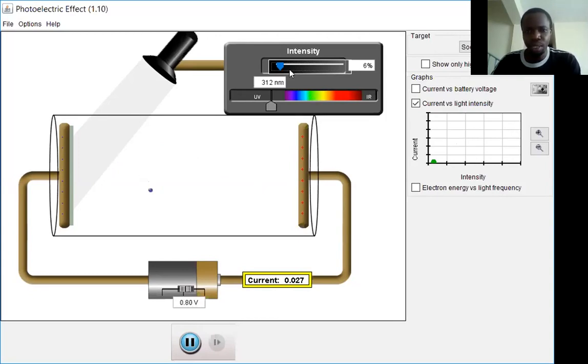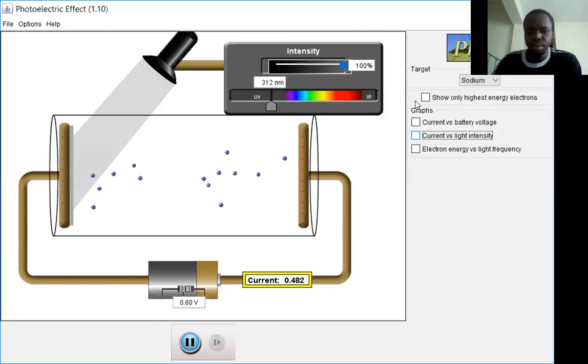So what happens as we vary the intensity? Look at what happens to the current as the intensity is increasing. At this point, it's at 72%. As we keep on moving, you can see there is a linear relationship whereby the current varies directly as the intensity. That is as far as the intensity of the incident radiation is concerned.